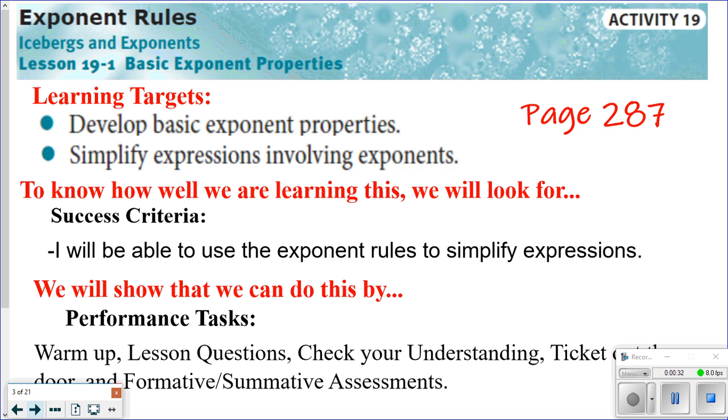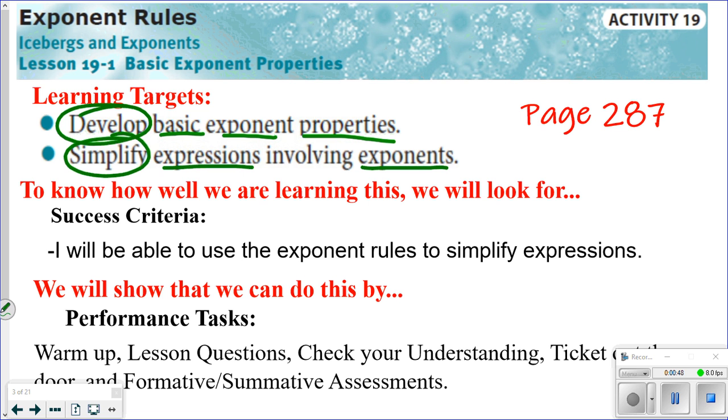So our first learning target here is to develop basic exponent properties, and we're going to have a graphic organizer for this. And we're also going to simplify questions, problems, expressions that involve exponents.